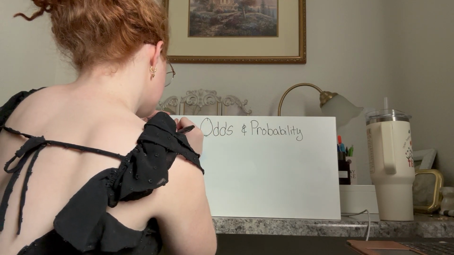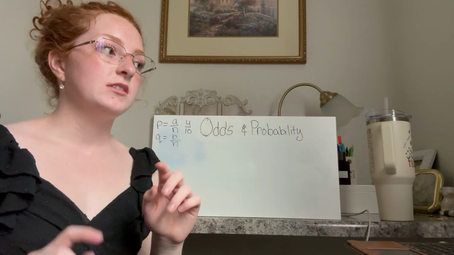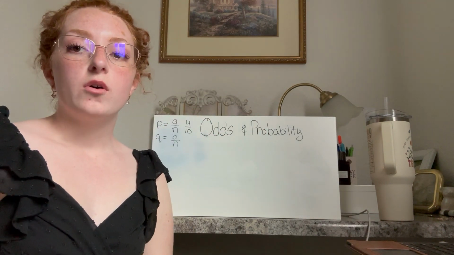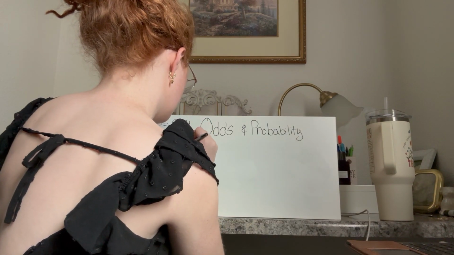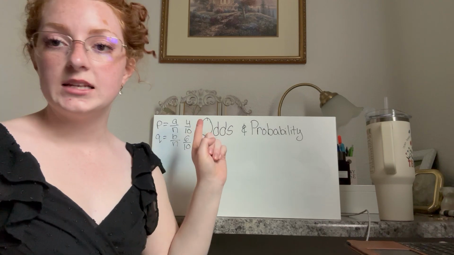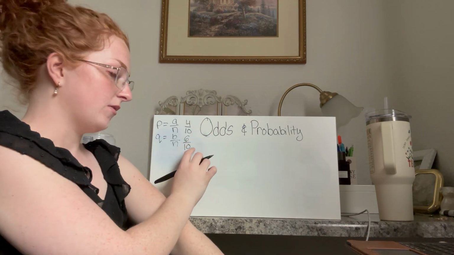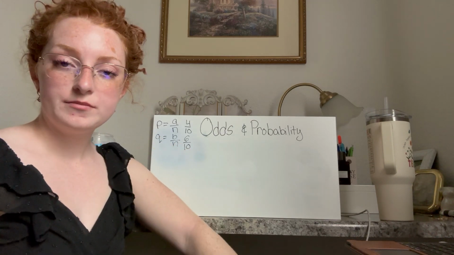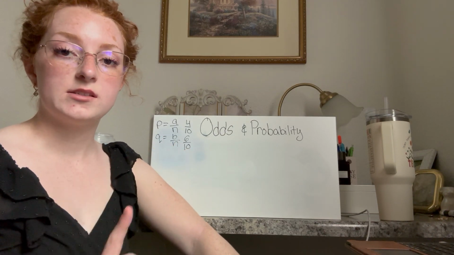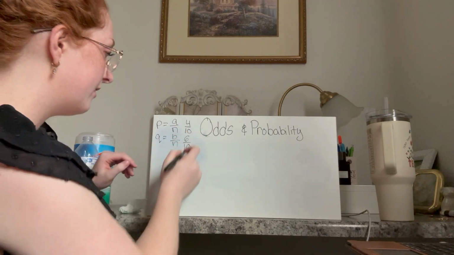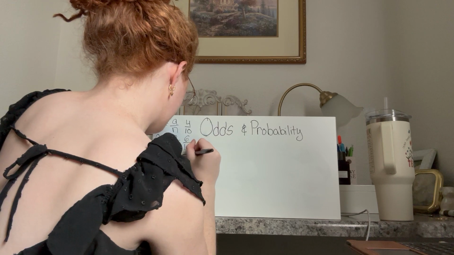Q equals B over N. And this is the probability that the event does not occur. So 6 out of 10 times, it was not heads that it landed on. It was tails, right? So 6 out of 10 times is the probability that it did not occur. So you flip the penny and it did not land on heads 6 times. Okay, and this leads us to A plus B will always equal N.